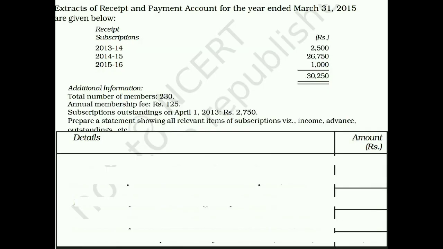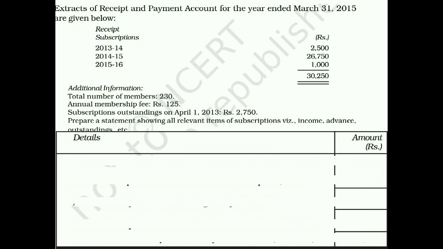So this is another type of question. Extract the receipt and payment account for the year ended 31st March 2015 is given below, and we are receiving the total subscription of 30,250. But out of that 30,250, 2,500 is of last year, 26,750 is of current year, and 1,000 is for the next year. So which amount is related to the current year only?